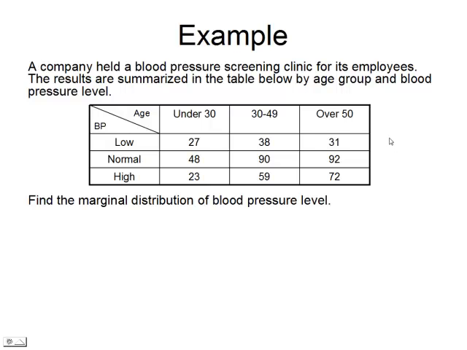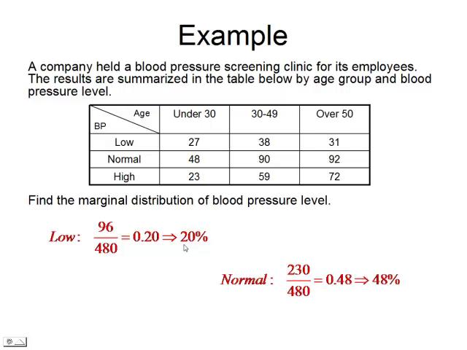So what we're looking for is the totals for each row and then the percentages from that. So for the low, we have a row total of 96 and there's 480 grand total, so 96 over 480 gives us 20%. For normal, there are 230 in that row, so 230 over 480 gives us 48%. And high is 154, that is the total of these numbers right here, over 480, which gives us 32%.